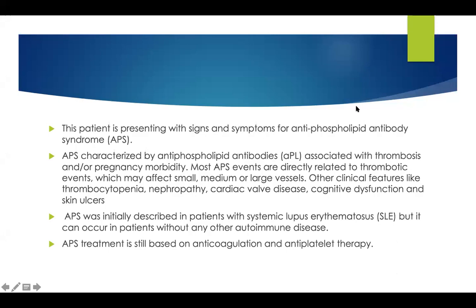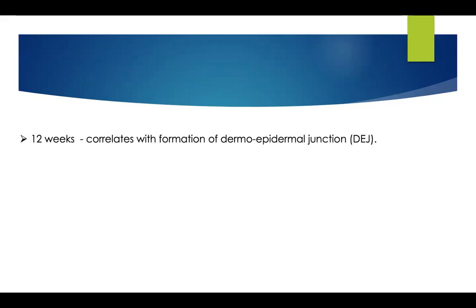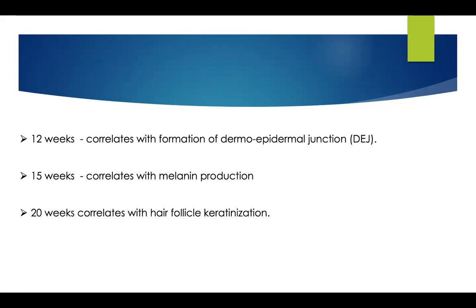Okay, question four. At which earliest gestational age is epidermal development most likely to be complete? People are between 22 and 20. Any more answers? We get more toward 20, and 22 is fighting. And the correct answer is 22. Almost there, all of you, and I think most of you actually got it wrong. Yes, it's 22. Remember that 12 weeks correlates with the formation of the dermoepidermal junction, 15 with melanin production, and 20 with hair follicle keratinization. That is very important. Usually they ask about 20 and 22 weeks. So 20 with the hair follicle and 22, as we said. Okay.